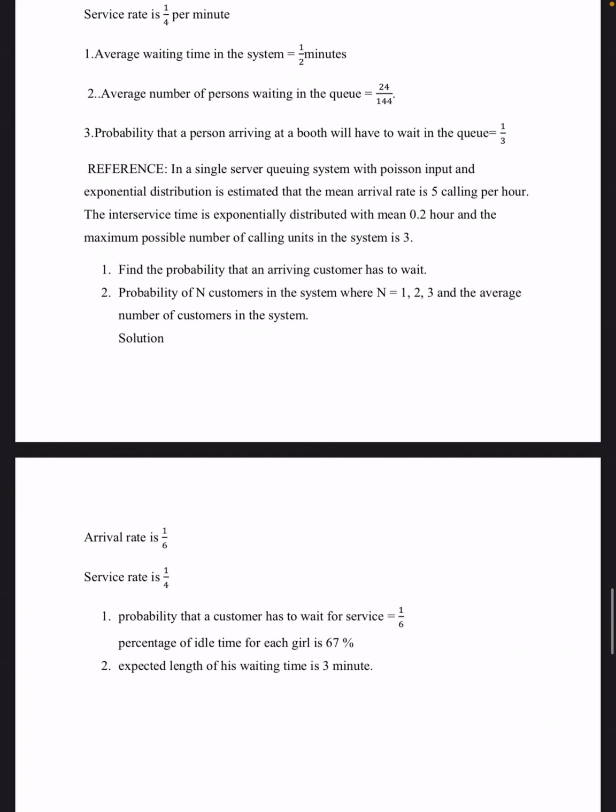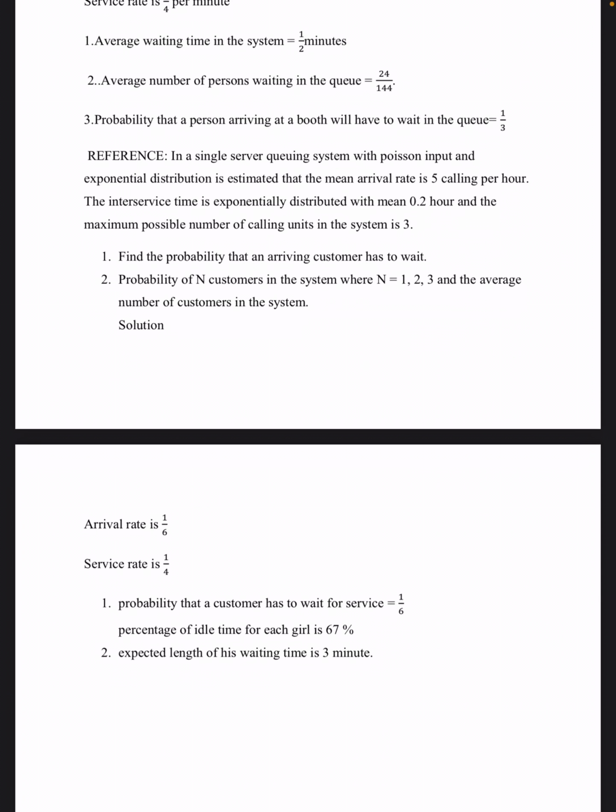Next, in a single server queuing system with Poisson input and exponential distribution, it is estimated that the mean arrival rate is 5 calling per hour. The inter-service time is exponentially distributed with mean 0.2 hour and the maximum possible number of calling units in the system is 3. Find the probability that an arriving customer has to wait. Second, the probability of n customers in the system and the average number of customers in the system.